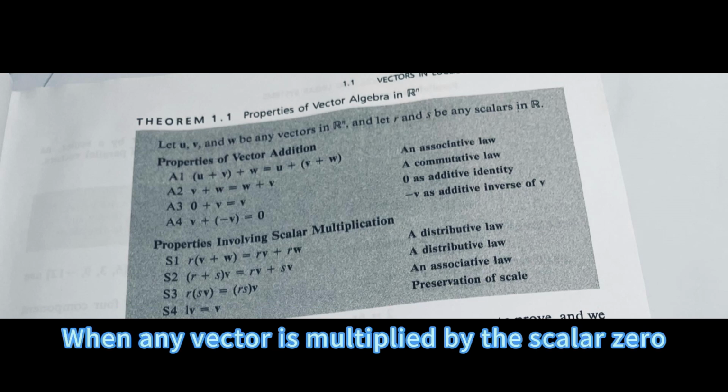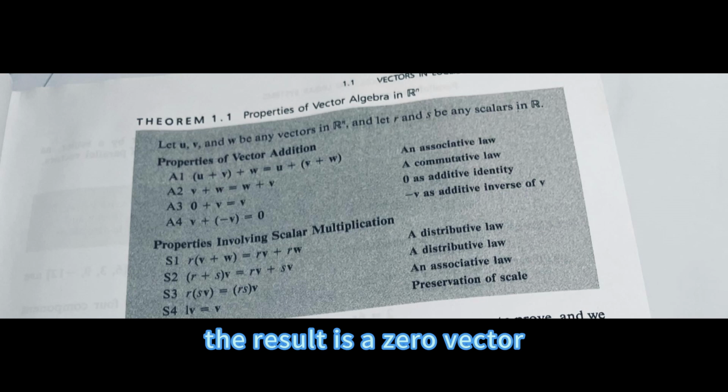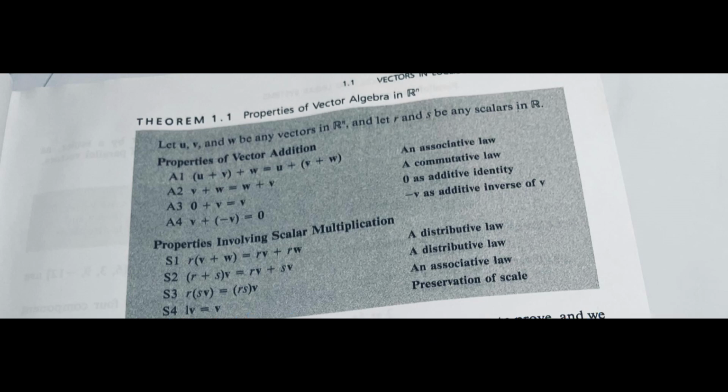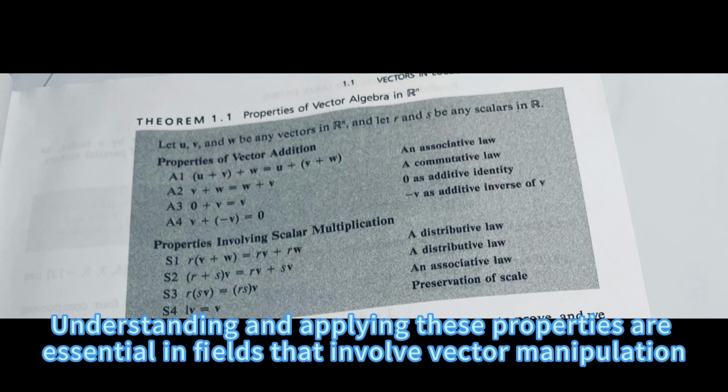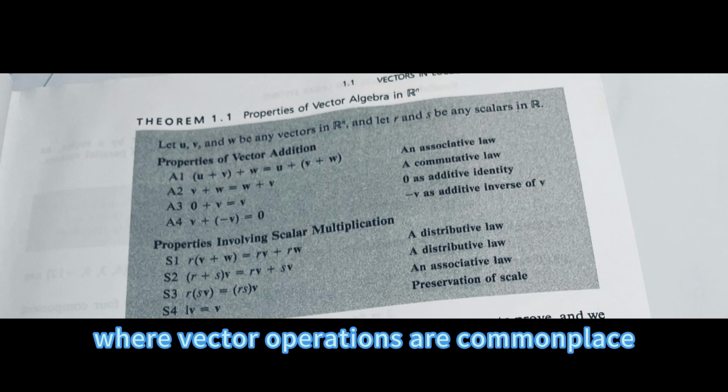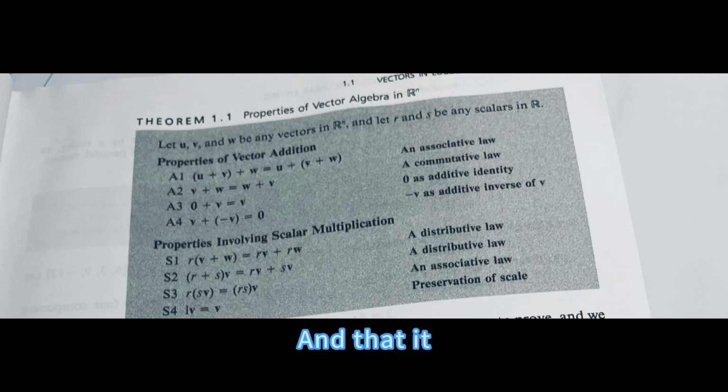When any factor is multiplied by the scalar 0, the result is a 0 factor. This 0 factor is characterized by having all of its components being 0. Understanding and applying these properties are essential in fields that involve factor manipulation, including physics, engineering, and computer graphics, where factor operations are commonplace. And that's it.